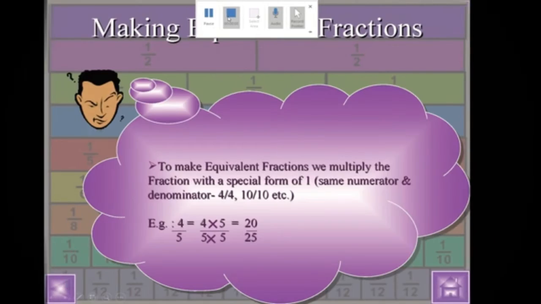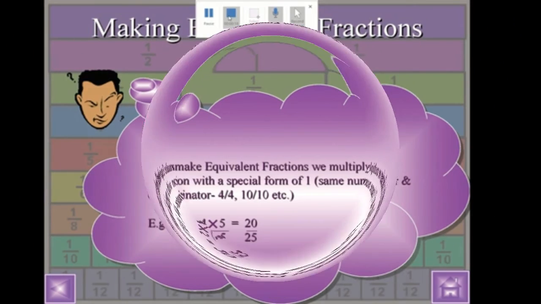Making equivalent fractions. To make an equivalent fraction, we multiply the fraction with a special form of 1, same numerator and denominator. For example, 4 by 5. We multiply both numerator and denominator by 5. So we get 20 by 25.